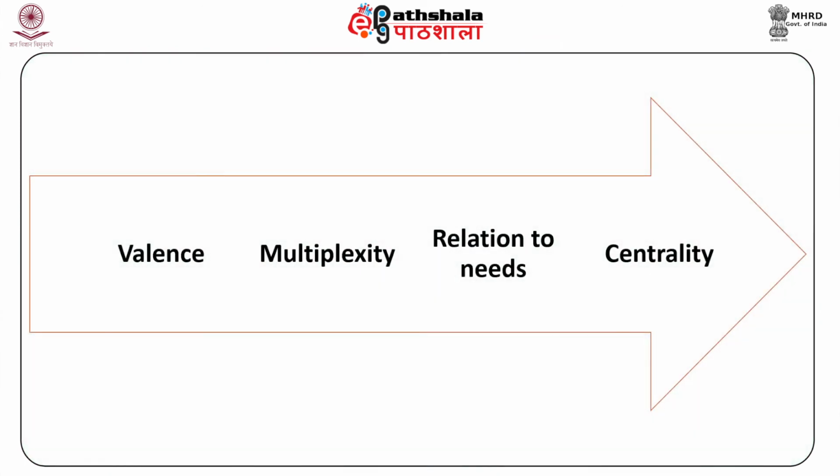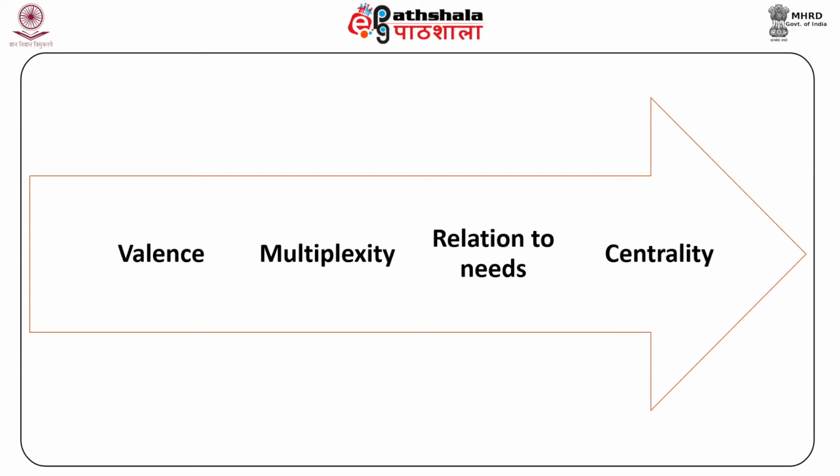The first is valence. Valence refers to an individual's magnitude or degree of pleasantness or unpleasantness towards an object or situation. In case an individual is indifferent towards an object, then his valence is low. In case the individual has a high feeling of pleasantness or unpleasantness towards the object, then his valence is high.